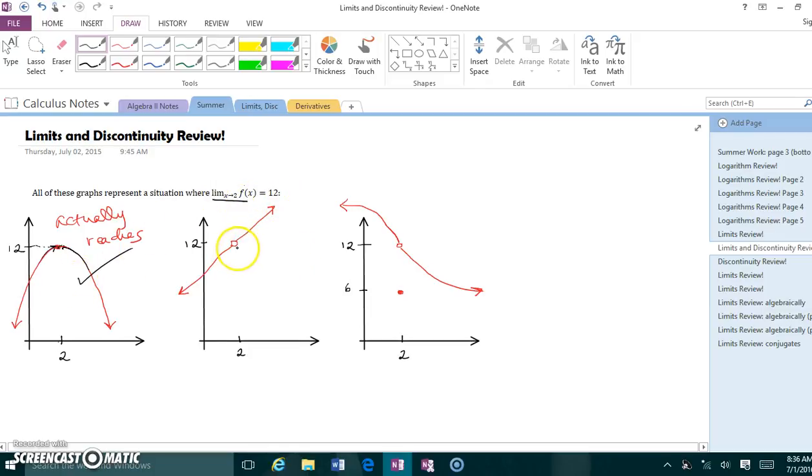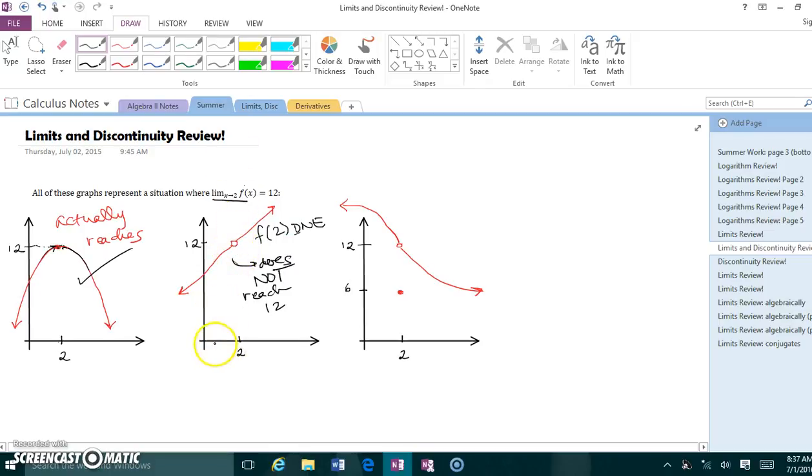In this example, notice I have this open circle here. The graph is discontinuous there. We're going to talk about the different types of discontinuity on the next slide. But notice that my graph does not reach 12. But my limit is still 12. In fact, the function's value at 2 doesn't exist. There is nothing going on here. It's not like f of 2 is something else. It just doesn't exist. I don't reach it.